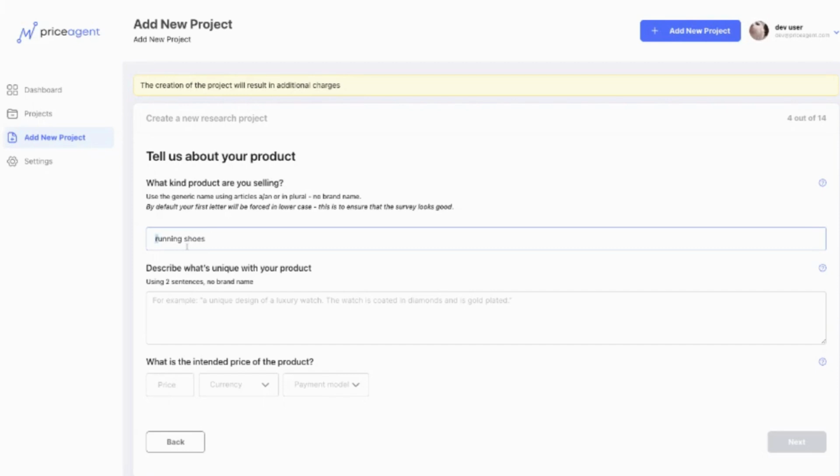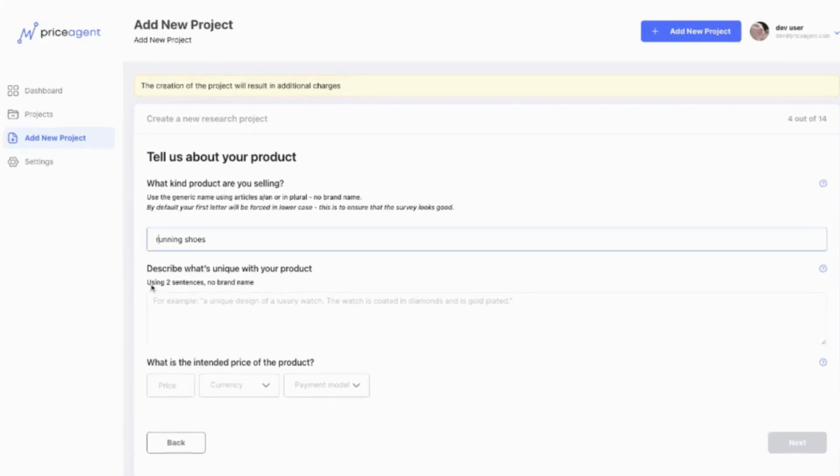And by default, the first letter will always be lowercase. So I can't write anything uppercase here, but you can see the following letters will be fine to use uppercase, but not the first one. It will be lowercase by default. This is due to how it will look in the survey, and a capitalized word would be grammatically incorrect.